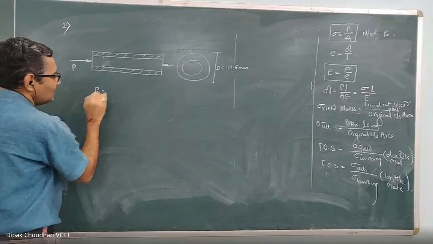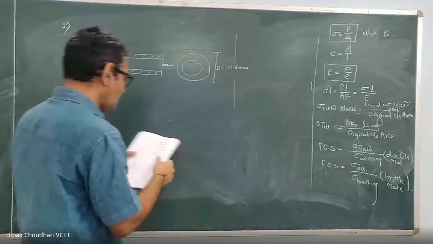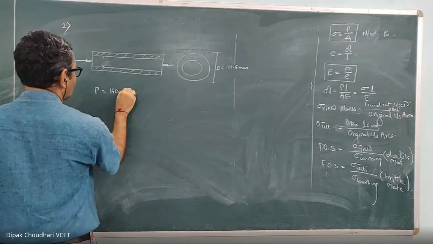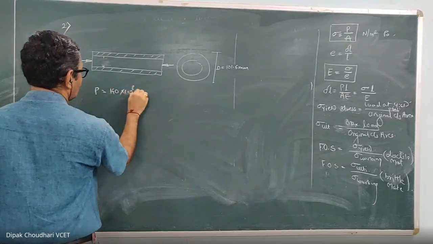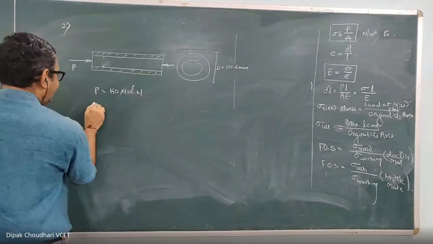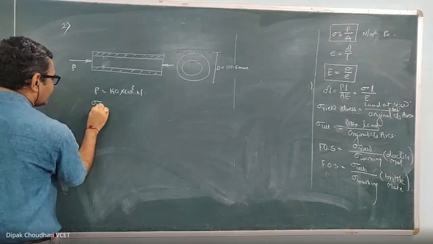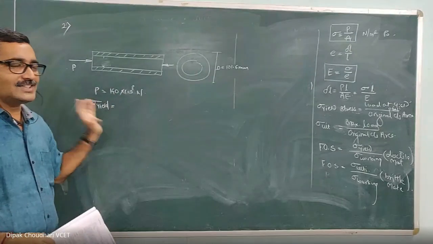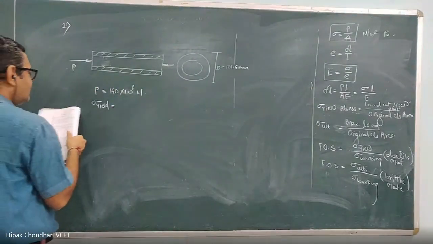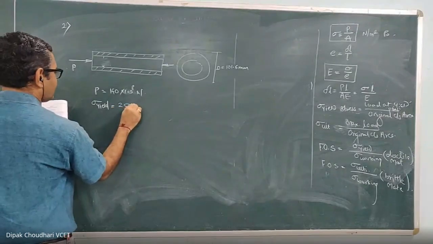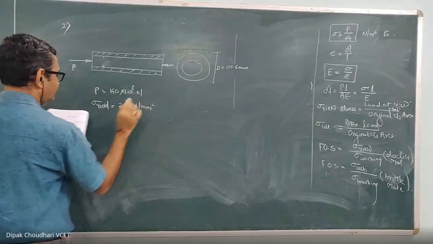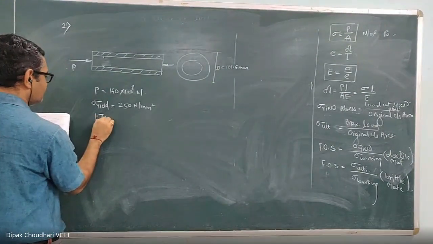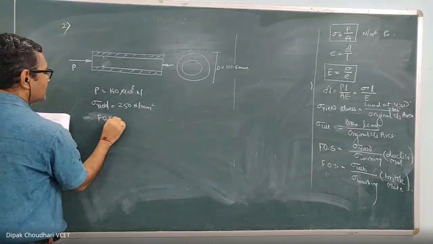The compressive load on that particular tube is equal to 140 kilonewton, 140 into 10 raised to 3 Newton. And yield stress is given. Listen, this is not the stress because of this force. It is the yield stress. It is the property of that material. Yield stress is given, which is 250 Newton per millimeter square. And factor of safety is given as 1.75.